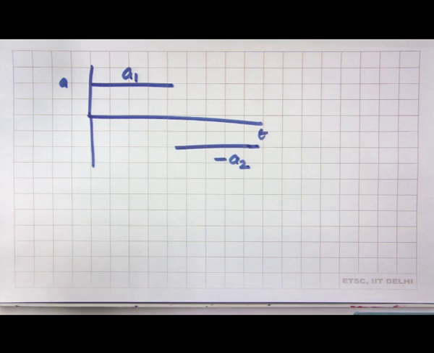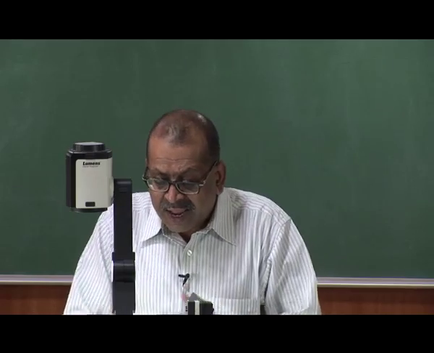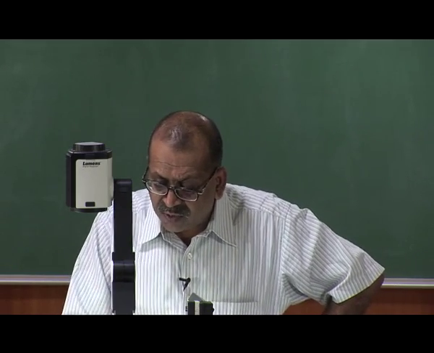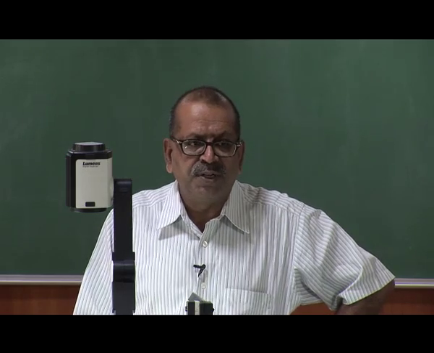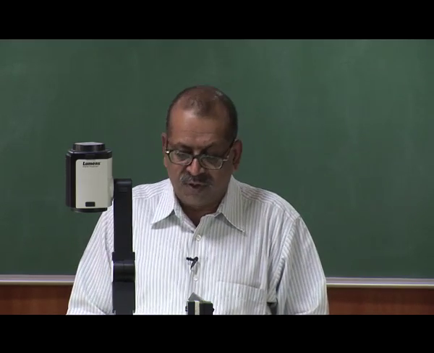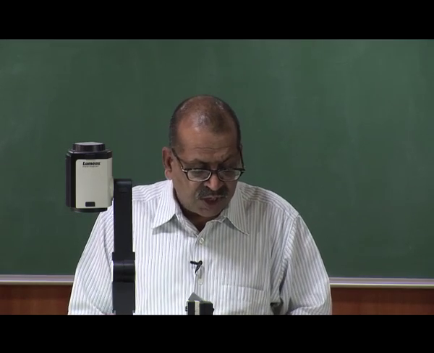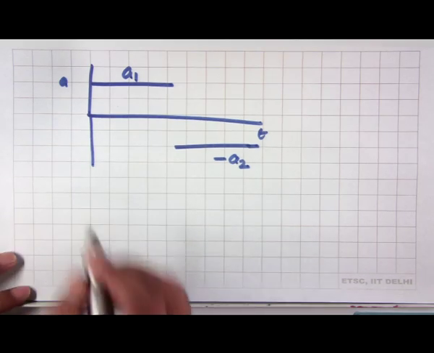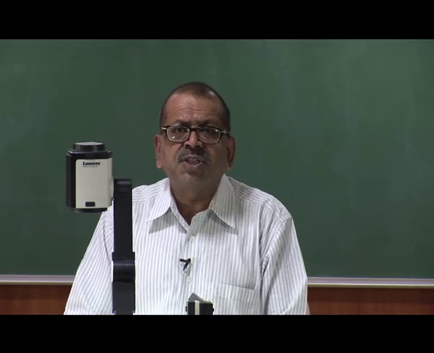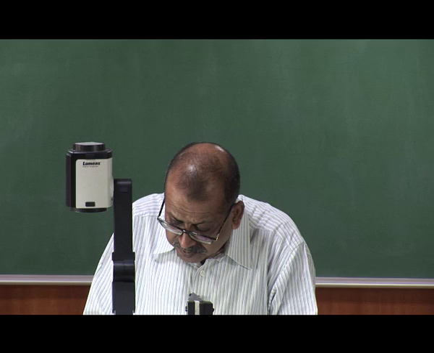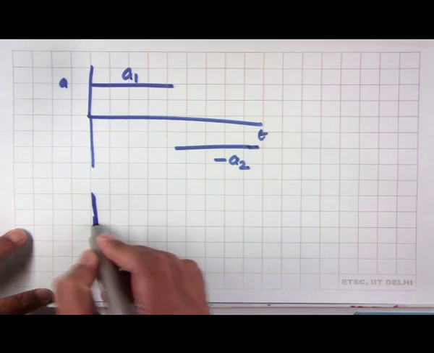Now, the way we exploit the graphical method is that we use the fact that the area under the acceleration curve gives us the change in velocity, and the area under the velocity and time curve gives us the displacement. And similarly, the slope of the velocity and time curve will give us the acceleration at that point. Now, when acceleration is constant, the velocity and time curve will be a straight line with a slope equal to the acceleration.